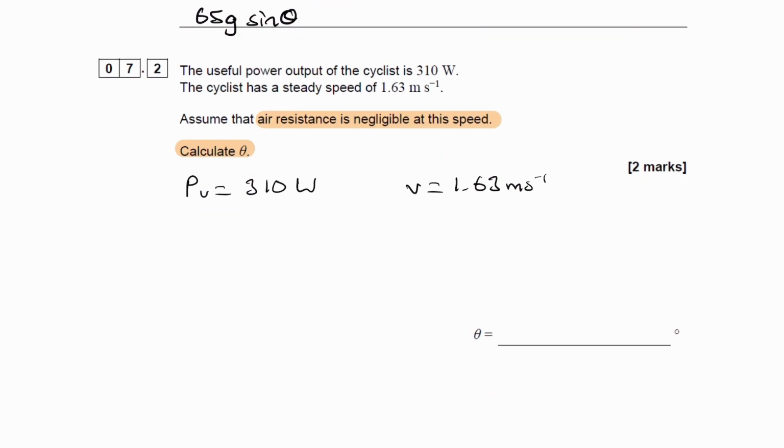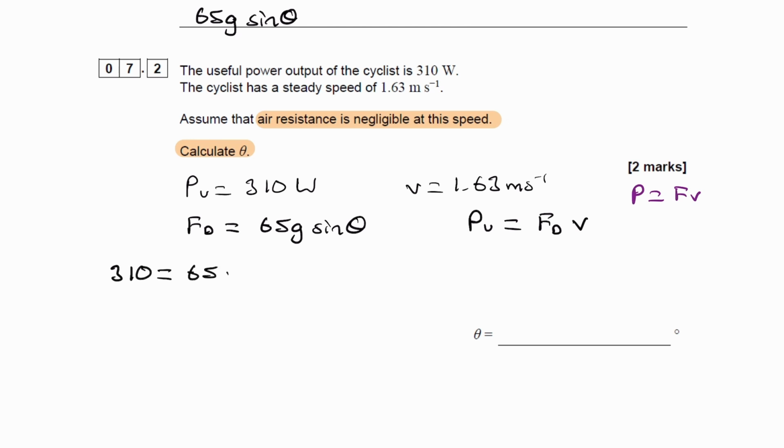So we know that the driving force would be equal to the component of weight going down the slope, which is 65g sine theta. And for the useful power output, we can use the equation power is equal to force times velocity. The useful power output will then be the driving force, F_d, multiplied by the speed. And then we can rearrange this equation for theta. So let's write this out. Useful power is 310, driving force is 65g sine theta, and then v is equal to 1.63.